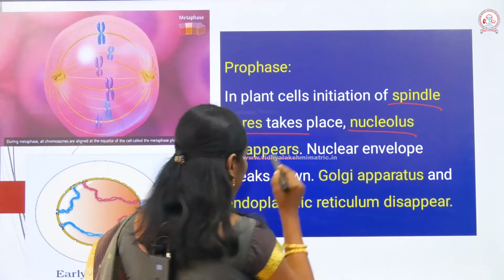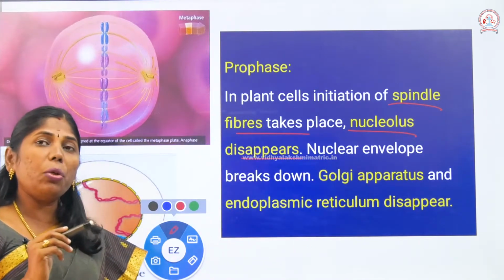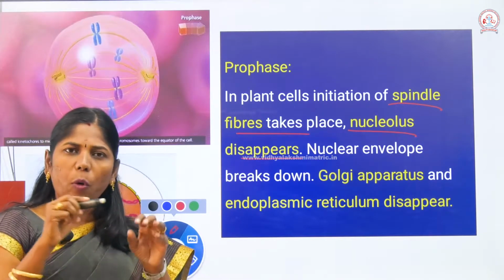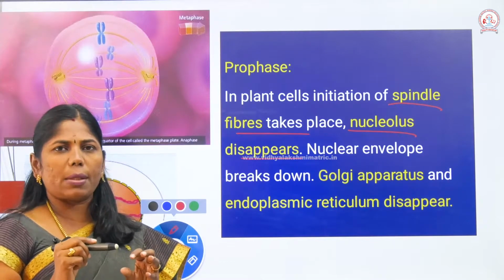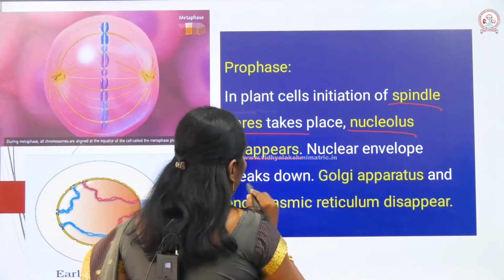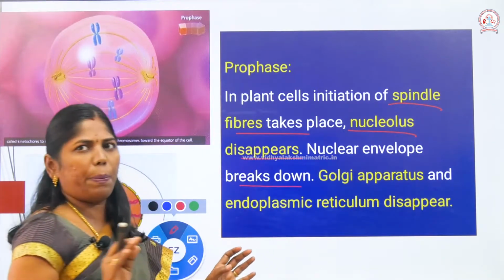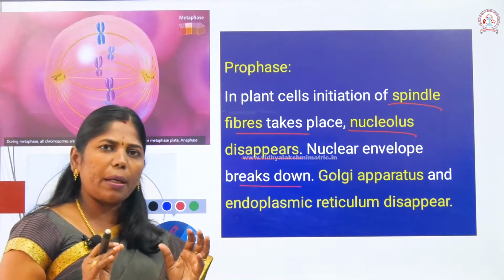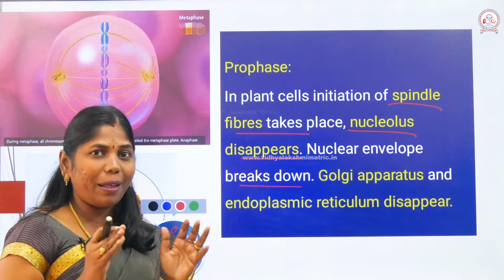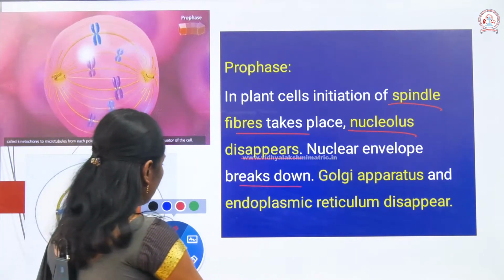The nucleolus will disappear, not only the nuclear membrane. What is the nucleolus? In the center of the nucleus we can see a prominent structure called the nucleolus. The nucleolus will disappear during this stage. The nuclear envelope breaks down and will disappear. And the Golgi apparatus and the endoplasmic reticulum will also disappear at the end of the prophase.